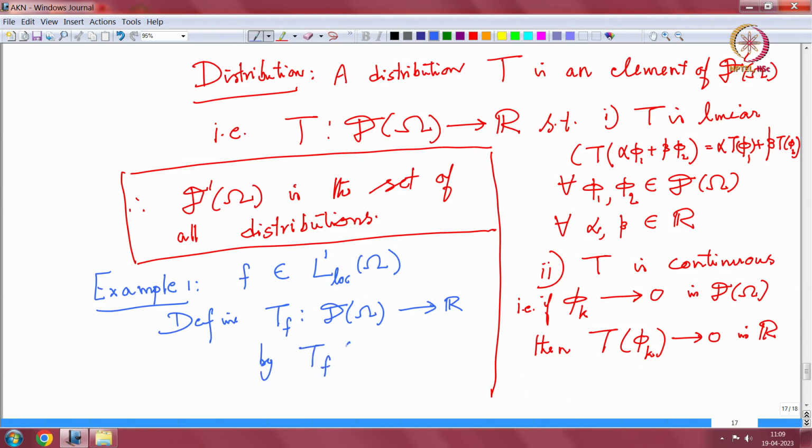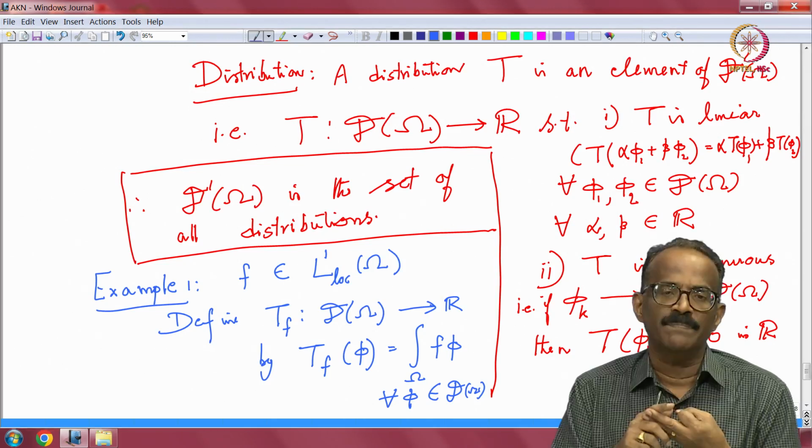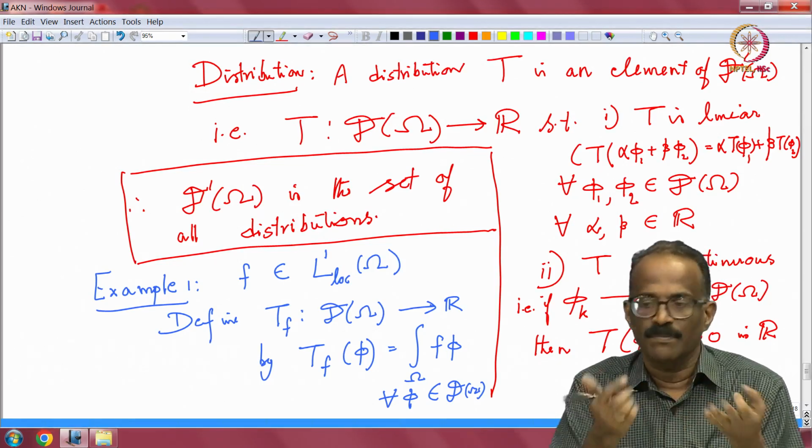by T f of phi is equal to the integral of f phi, this is true for all phi, of course, for all phi in D omega. So, what are the steps you have to do? You have to do 3 steps. One, the well definedness of the definition, whether T f is a finite quantity, because T f is being defined. Second thing, you have to check the linearity, and third one is the continuity. In many cases it will be easy, and in certain cases it may not be.